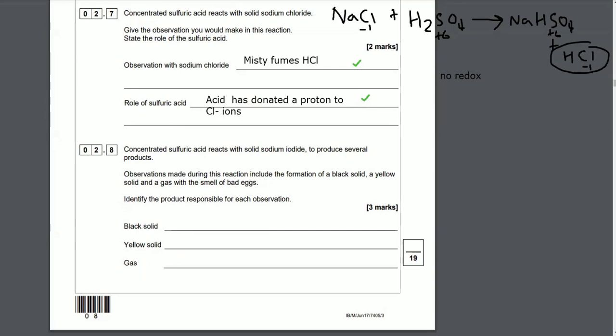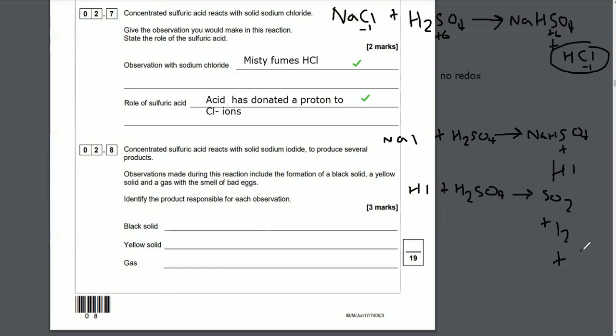Concentrated sulfuric acid reacts with solid sodium iodide to produce several products. So this time we're looking at solid sodium iodide, and they want to know the black solid, yellow solid, and the gas. There's about 3 different equations you need to know for iodide ions. They are better reducing agents than chloride ions or bromide ions or fluoride ions. And first up, the reaction is, again, not a redox one, but it forms hydrogen iodide. Now the hydrogen iodide reacts with the sulfuric acid in a redox reaction. We know this is redox because of the change in oxidation state of the sulfur when it goes from sulfate to sulfur dioxide. But the black solid formed here is the iodine product. So iodine is the black solid.